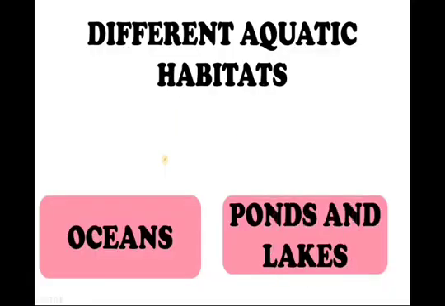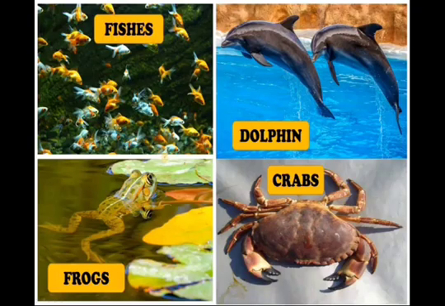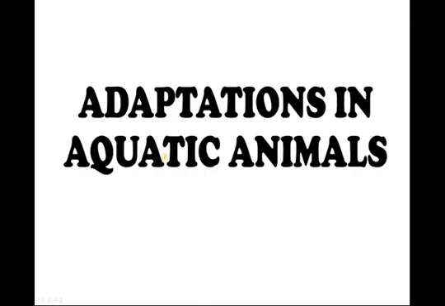Hello children, today we are going to start the different aquatic habitats. Till last class we have discussed terrestrial habitat. Children, look here: the fish, the dolphin, crabs, frogs, those organisms which are present in the ocean, right? Now let's study the adaptations in aquatic animals. What type of adaptation? First let's have ocean.